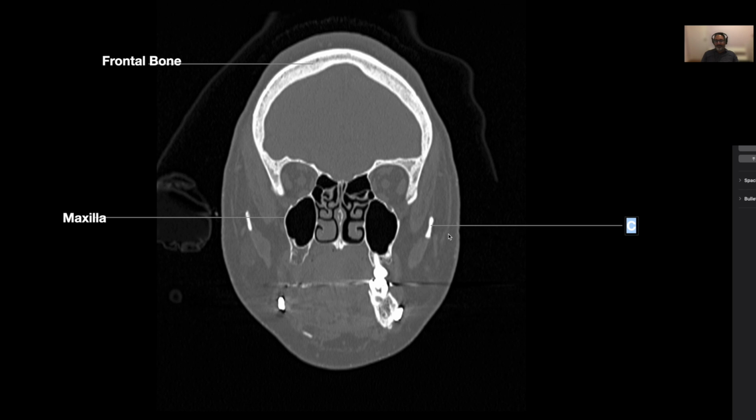It attaches to the temporal bone. As a matter of fact, it's part of the temporal bone. Hard one. Zygomatic process of the temporal bone. Does it sort of make sense now?